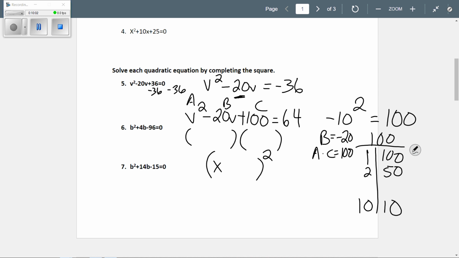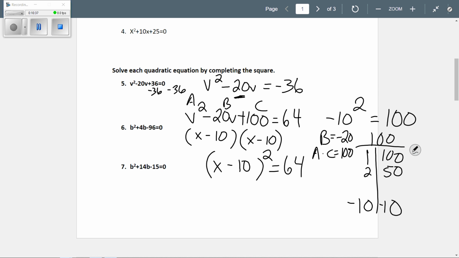Can that get us to positive 100? Yes. How can it get us to add up to negative 20? We make both of them negative. Negative 10 times negative 10 is positive 100, but negative 10 plus negative 10 is negative 20. So see, they're the same exact numbers. So what it would look like is x minus 10 times x minus 10. We can rewrite that as x minus 10 squared. That's important because when we get to our next step of square rooting, you'll see why it's important.